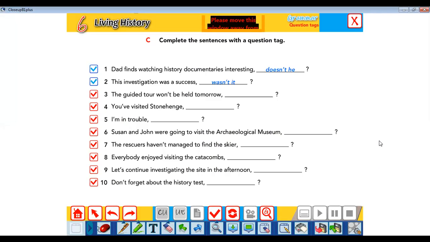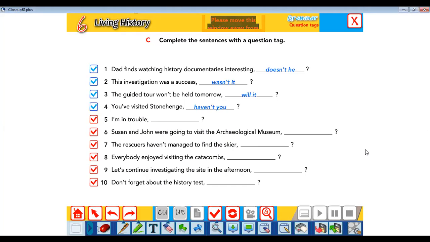Who can answer number 3? Yes, number 3. The guided tour will be. Will it, I'm sorry. Will it, yes, very good. It's okay. Yes, number 4. Yes, Omar. Haven't you? Very good.